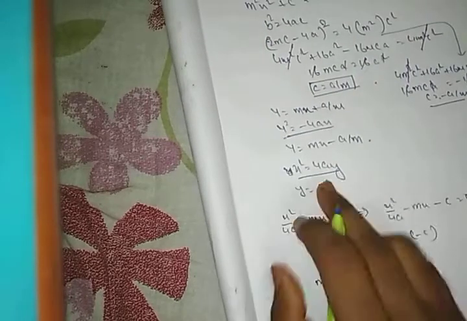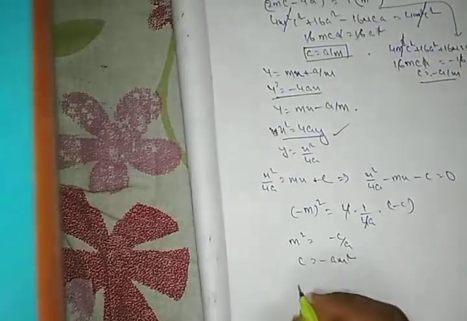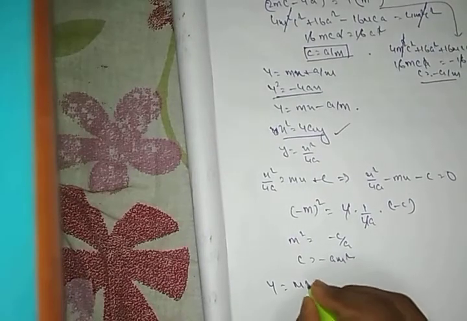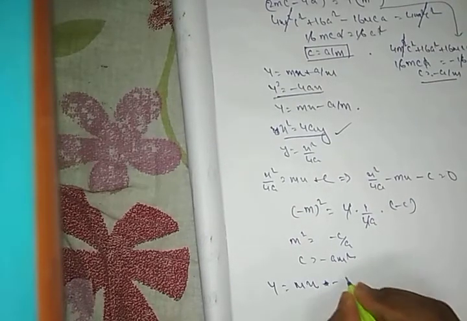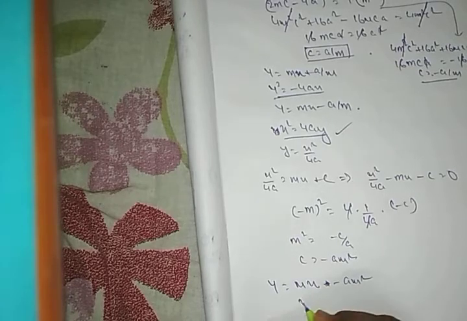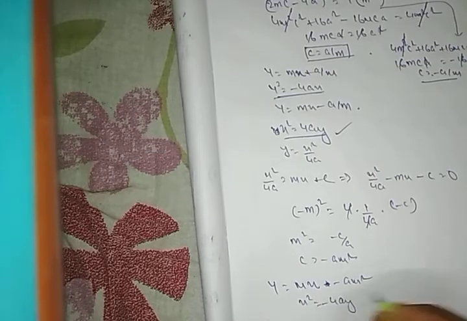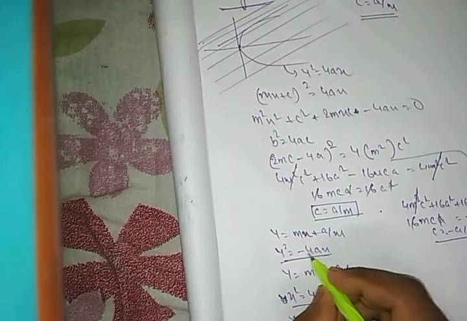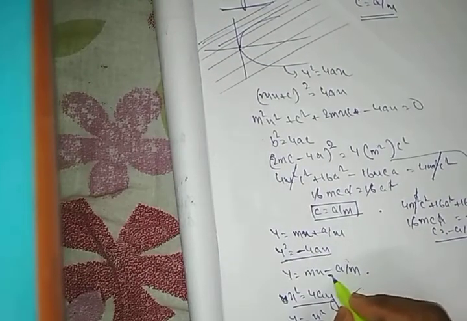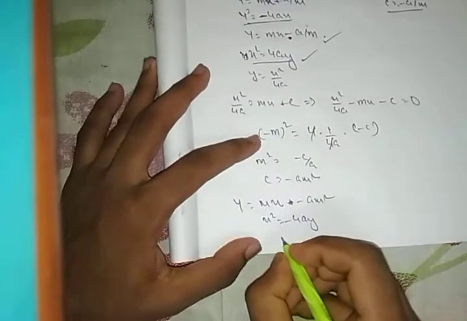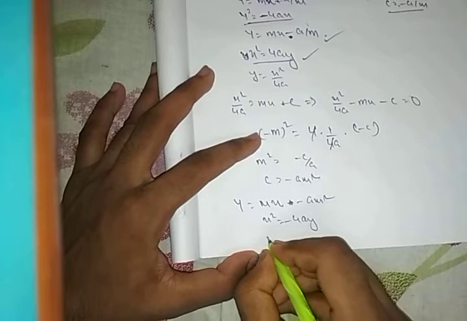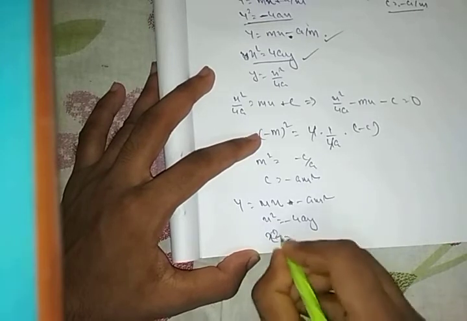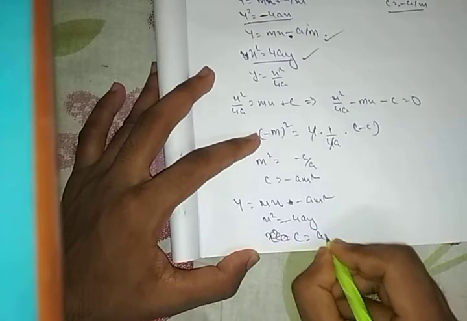So if the parabola is x square equal to 4ay, then the equation of tangent will be y equal to mx minus am square. Similarly, if the parabola would have been x square equal to minus 4ay, we have seen here that if we just change the sign, then this sign gets reversed. So we'll do the same thing over here. Similarly, c becomes am square.